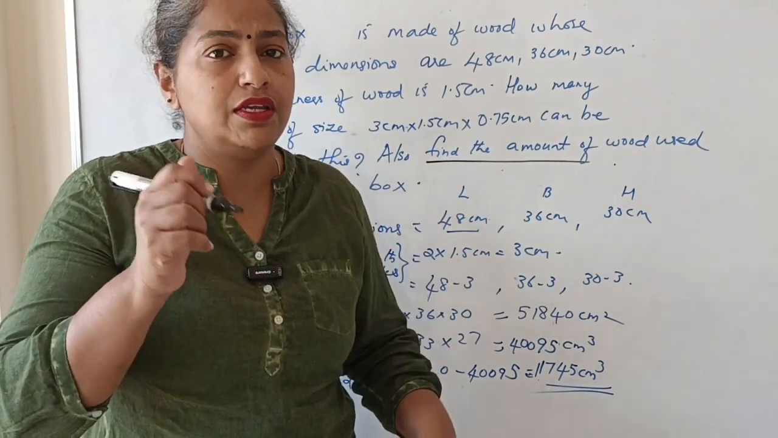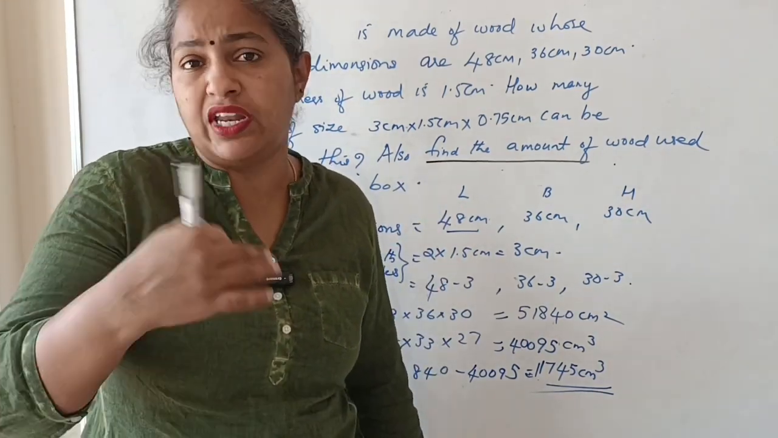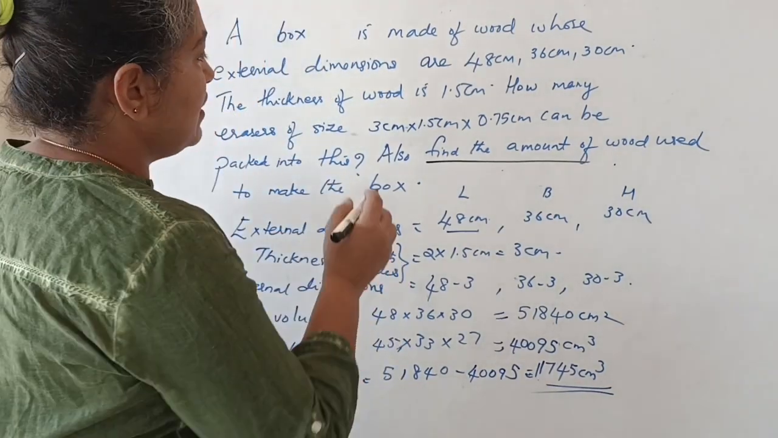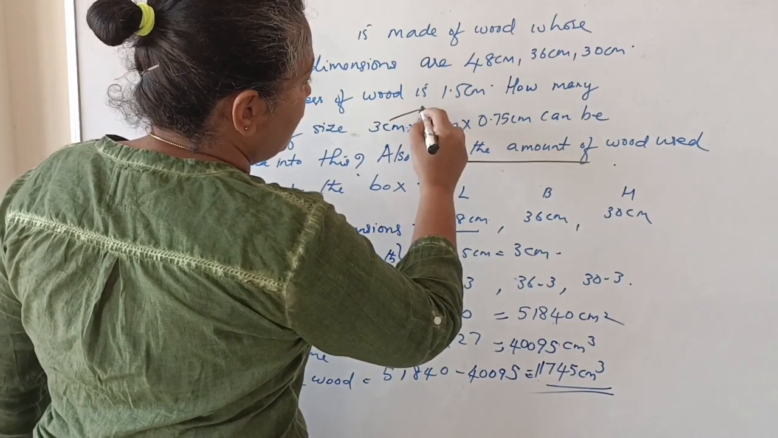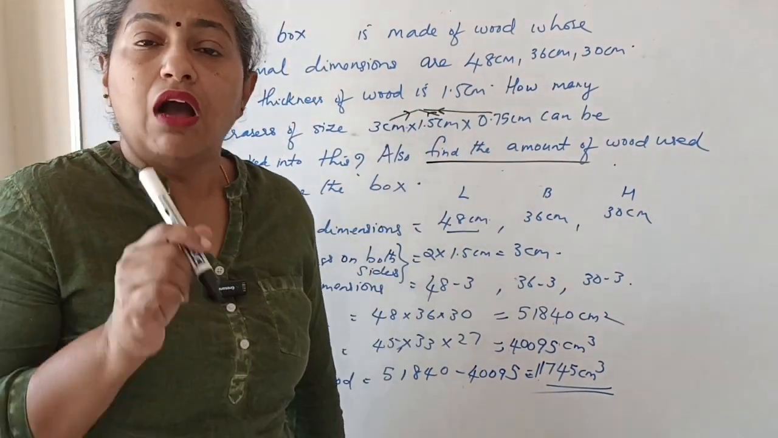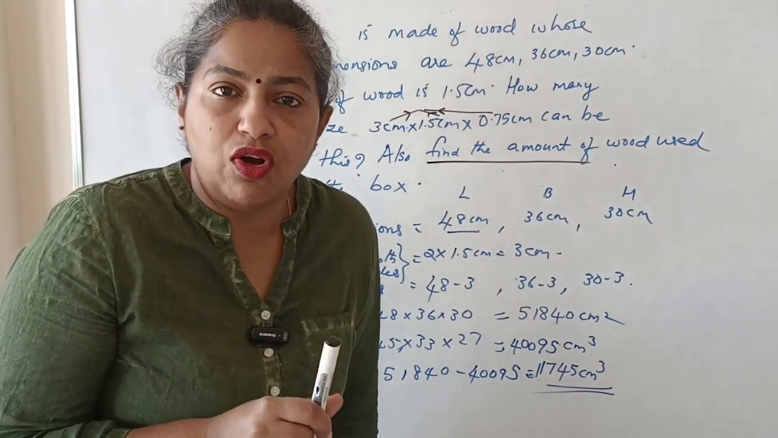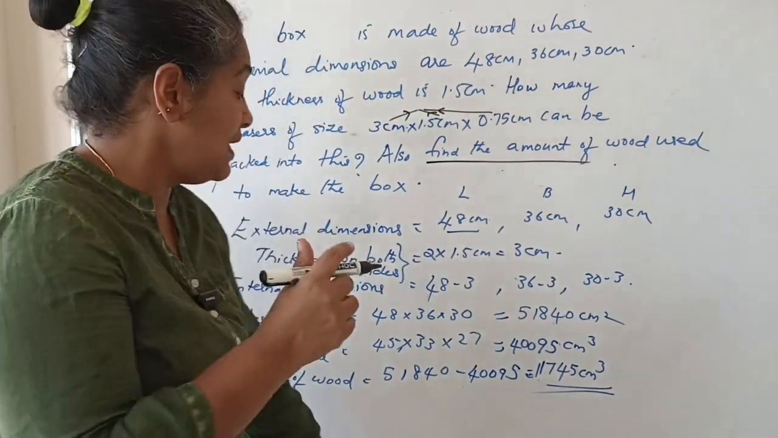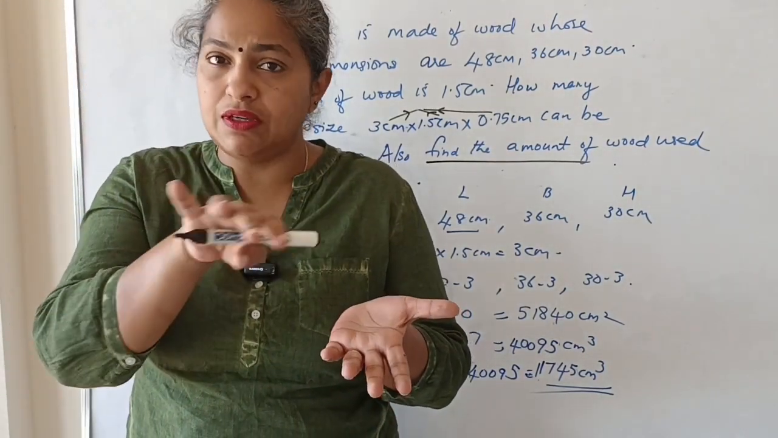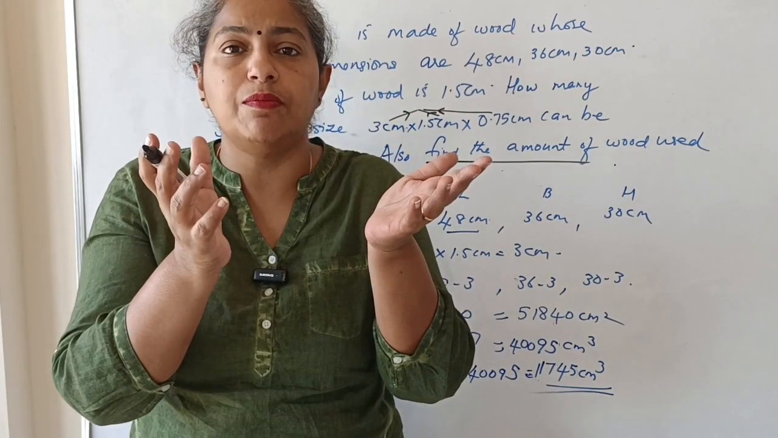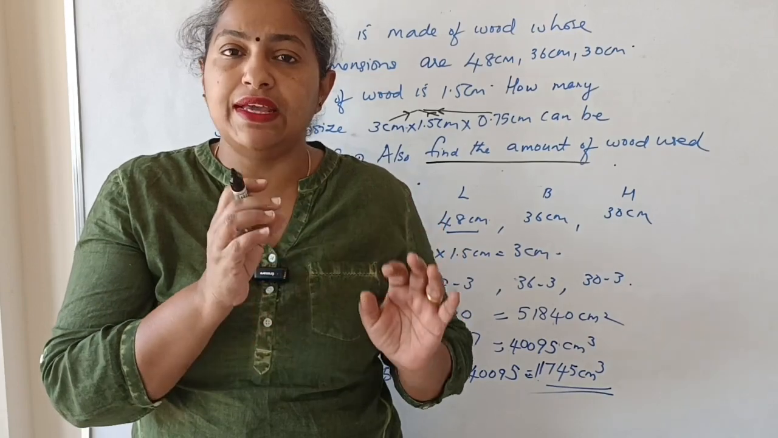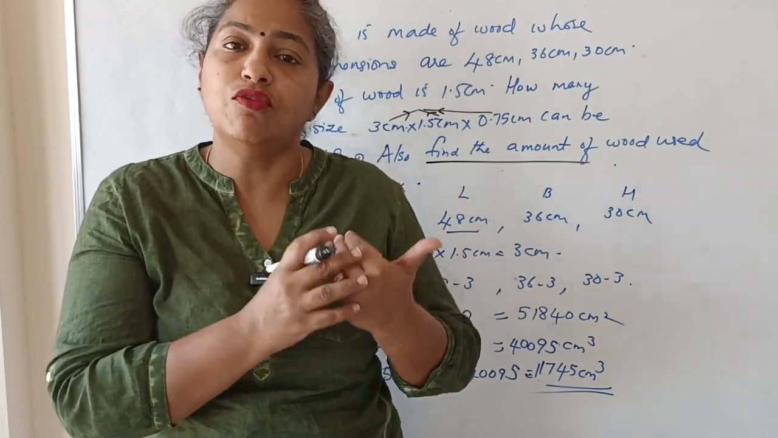When I am doing that, I will basically use the volume of the box divided by the volume of one eraser. The volume of the eraser, I know how to find: 3 into 1.5 into 0.75. I will multiply all three of them. How will you find the volume of the box? The volume of the box is given by the inner dimensions, because that is where I am going to keep the eraser. So I need to keep in mind that I need to take into account the inner volume. Clear? So I will find the inner volume now and divide by the volume of one eraser to get the number of erasers.